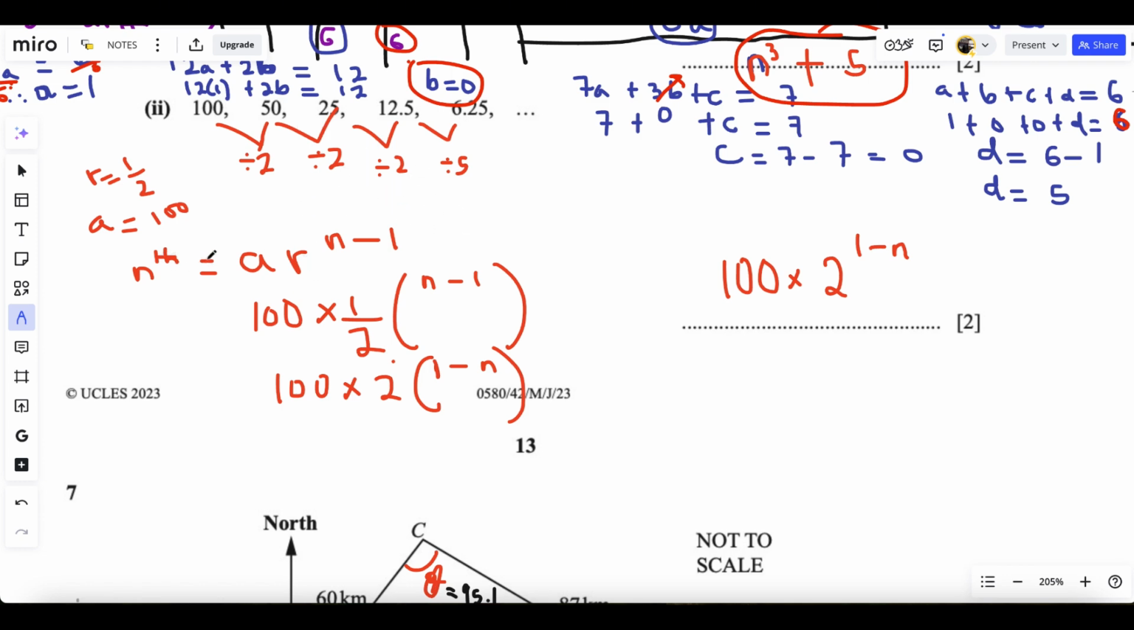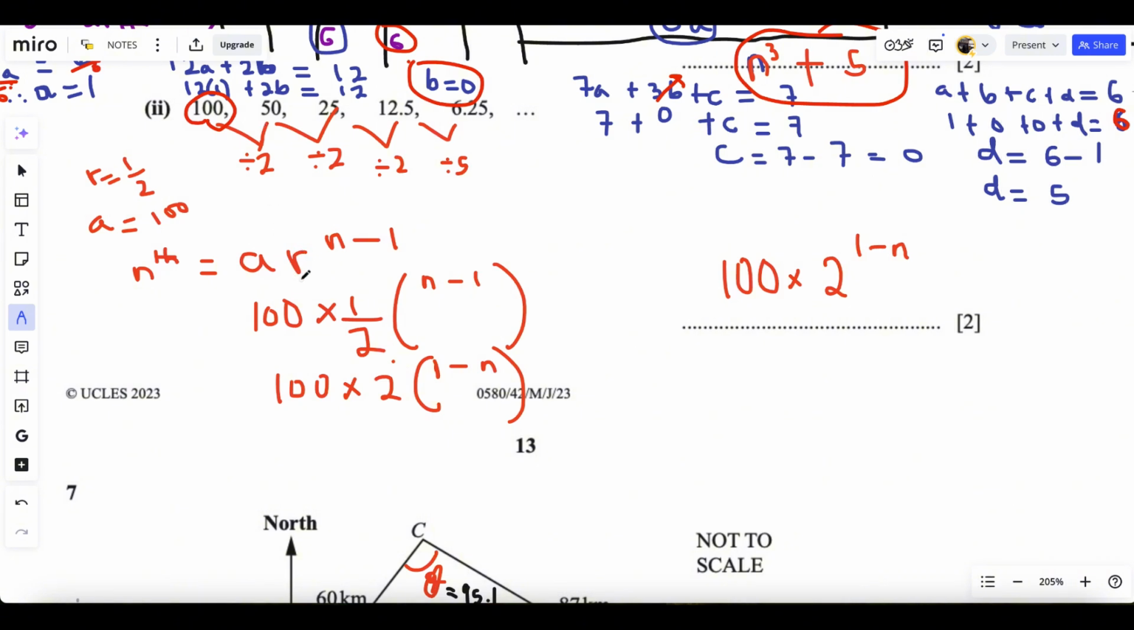So the nth term of a geometrical sequence is a r raised to power n minus 1. A is the first term, which is 100. R is the common ratio, because for a geometrical sequence we don't say common difference, we say common ratio. You can watch part 3 of the video, where I treated the cubic sequence together with the geometrical sequence.